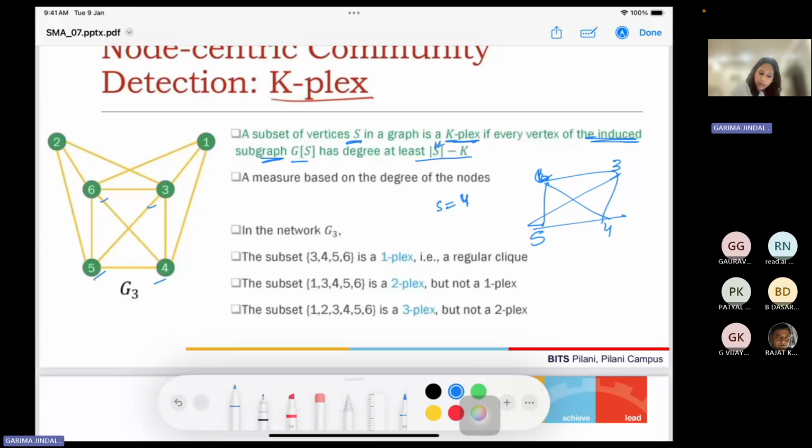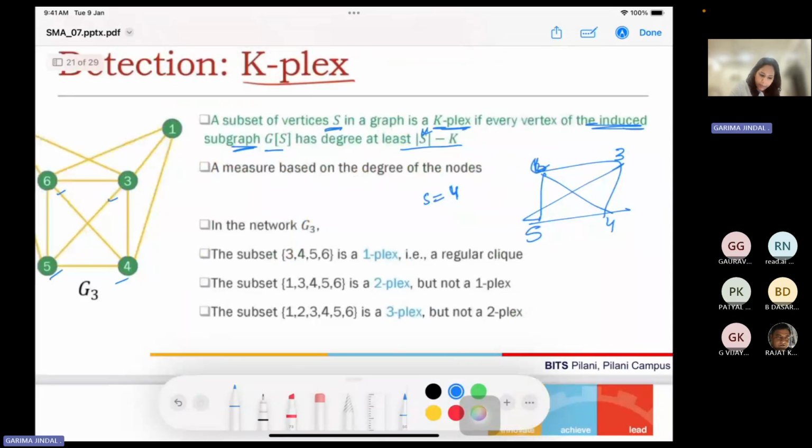Now let us try to identify the degree. In this particular graph, each node has degree 3. In order to identify the k value in k-plex, we will try to identify the minimum value of k. So here we have degree 3, and we will subtract 4 minus 3, that will be equal to 1. So this is a one-plex subgraph. What was the definition? If the induced subgraph has degree at least s minus k, then we call it a k-plex.